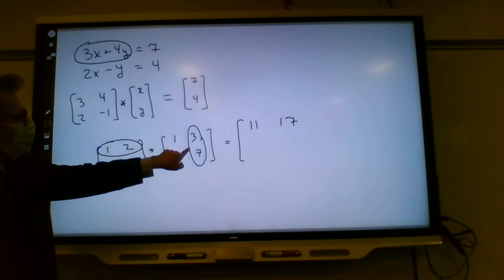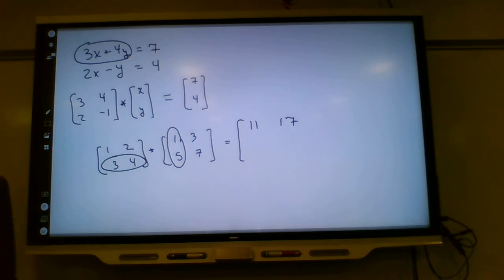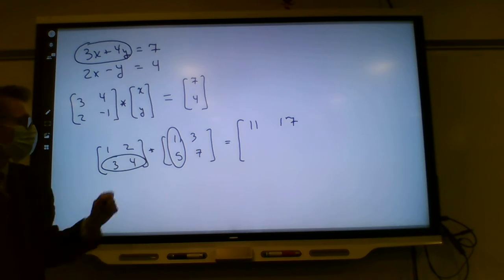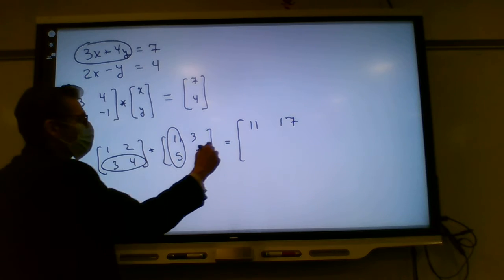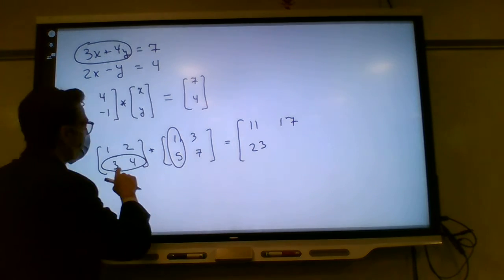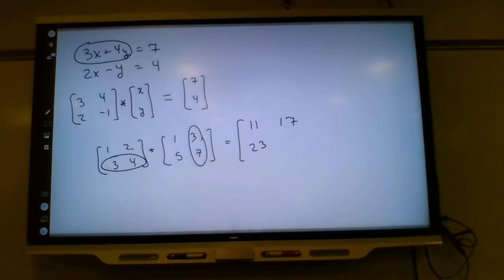Then we're going to come back to the first column. Now we're going to go to the second row here. So second row, first column. 23. It's 23. And second row, second column. 37.